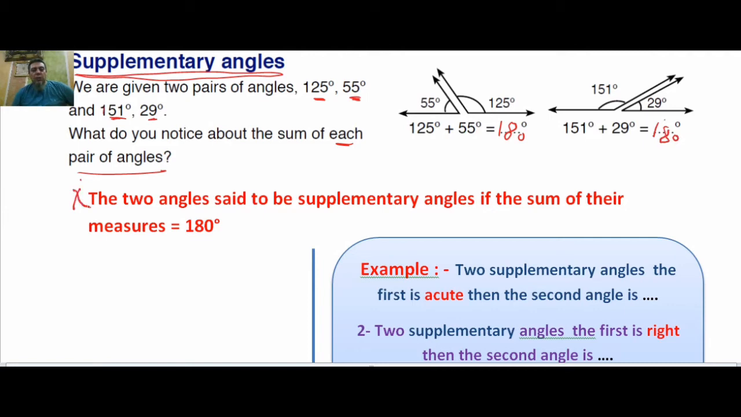So two angles are said to be supplementary angles if the sum of their measures equals 180 degrees.